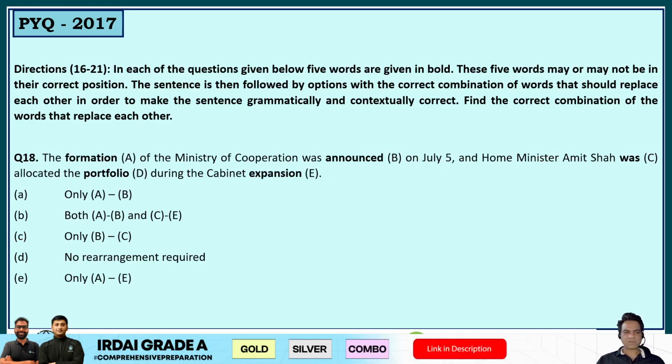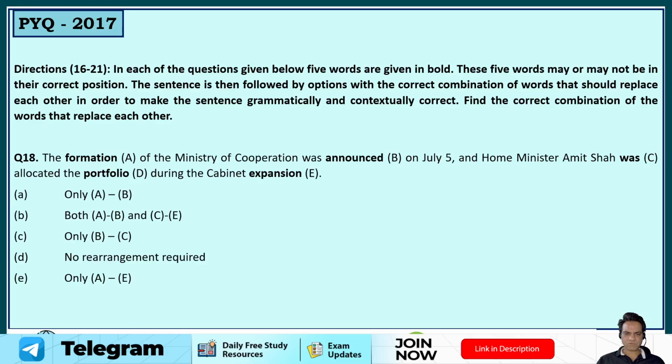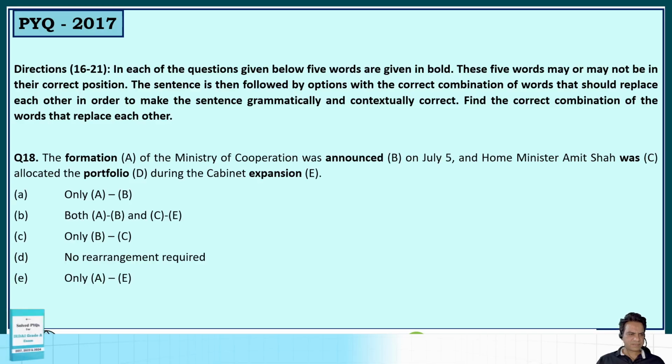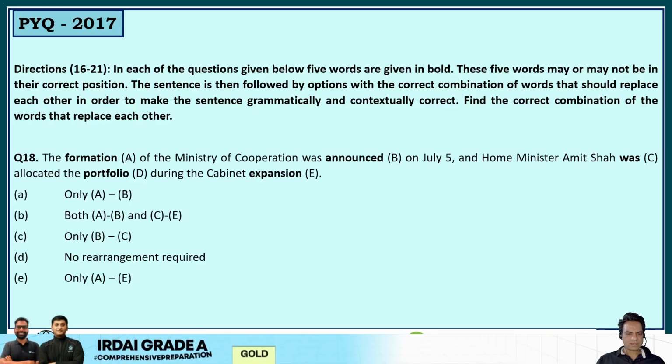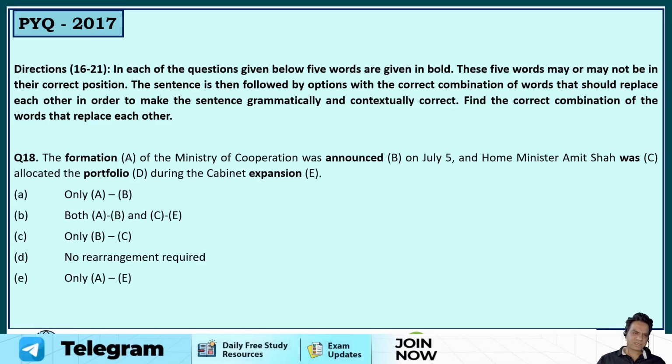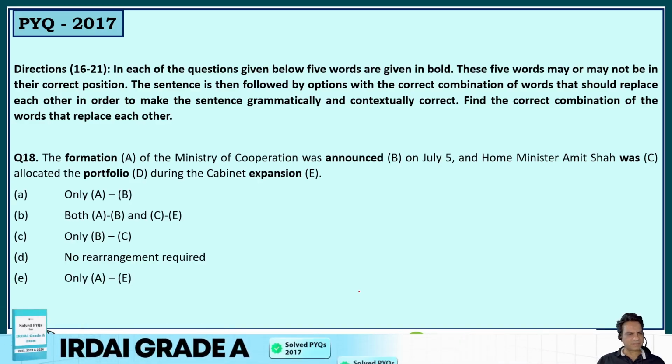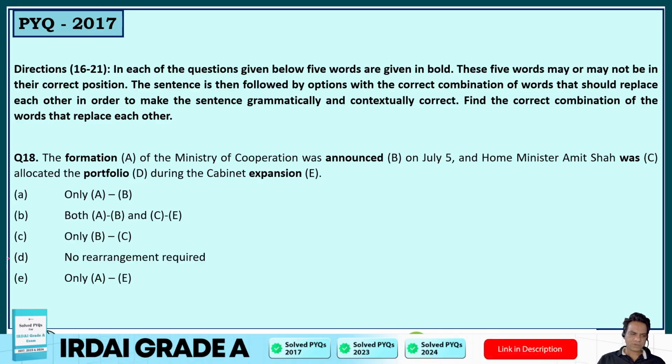Next question, guys. The formation of the Ministry of Cooperation was announced on July 5, and Home Minister Amit Shah was allocated the portfolio during the cabinet expansion. The formation for the expansion of the Ministry of Cooperation was announced. The expansion of the Ministry of Cooperation, not expansion, I think formation of Ministry of Cooperation is correct, was announced on July 5, and Home Minister Amit Shah was allocated the portfolio during the cabinet expansion. Correct. So all are correct. No rearrangement is required, guys. Option D is your correct answer.